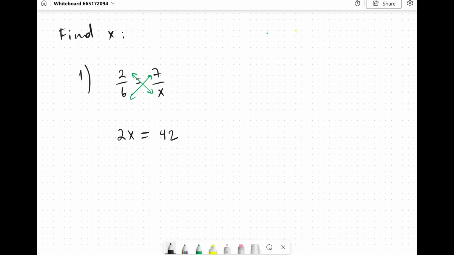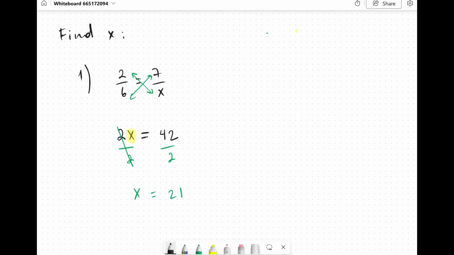Now, this is a simple one-step linear equation where you want to get your x by itself, and to do that, you just need to remove the 2. Since 2 is attached to x through multiplication, you're going to divide by 2, which gives you x equals 21.